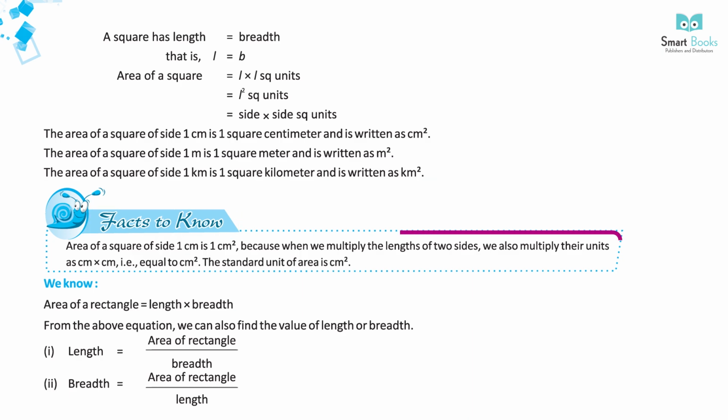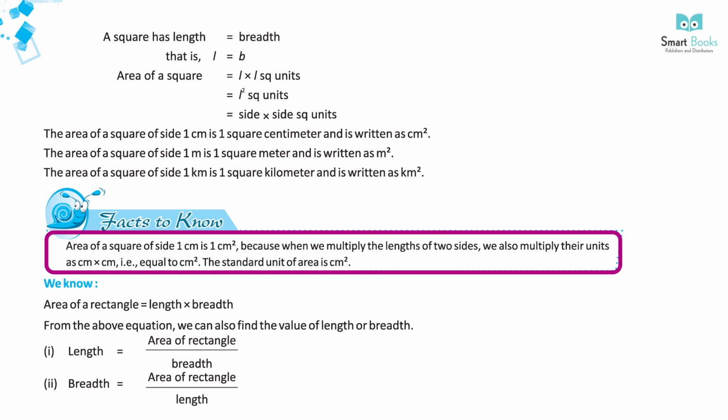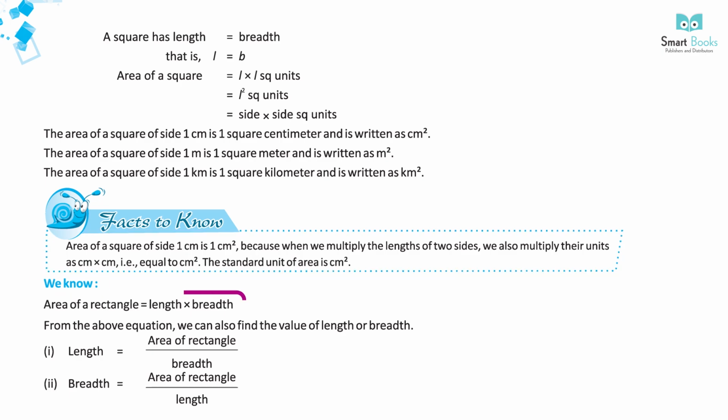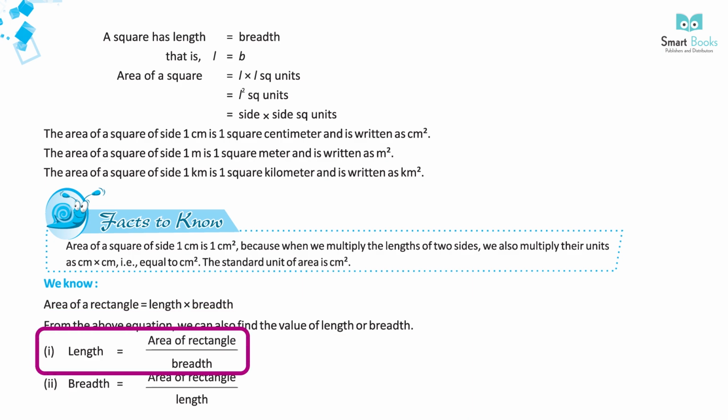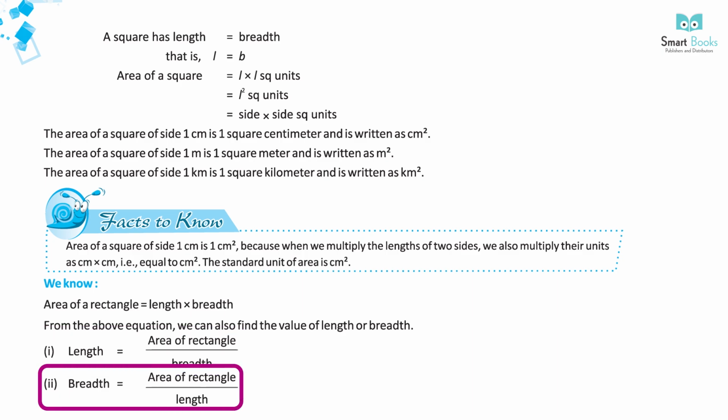Facts to know. Area of a square of side 1 centimeter is 1 centimeter square because when we multiply the length of two sides, we also multiply their units, centimeter into centimeter equals centimeter square. The standard unit of area is centimeter square. We know area of a rectangle is equal to length into breadth. From this equation, we can also find the value of length or breadth. First, length is equal to area of rectangle upon breadth. Second, breadth is equal to area of rectangle upon length.